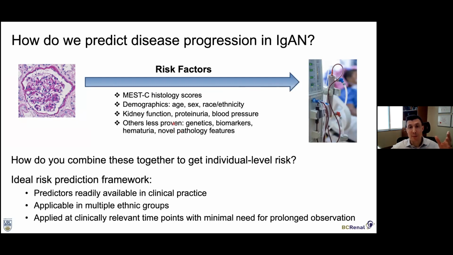Any one patient will have multiple different risk factors, and you want to combine them together to generate an individual accurate risk of progression. And our ideal framework would allow us to use predictor variables that are readily available in clinical practice so that you have access to them routinely, that they can be applicable in multiple different ethnic groups, especially considering the large ethnic heterogeneity we see in IgA nephropathy. And we want it to be applied at clinically relevant time points, hopefully with very minimal period of follow-up required before you can generate a predicted risk.